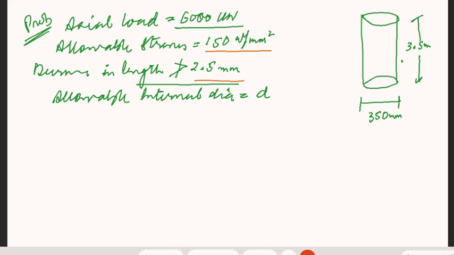Now let's say here I'm describing this material to be steel. So modulus of steel, we already know that is how much? We can write it 2 into 10 raised to the 5 Newton per mm square. Now we have two conditions which need to be satisfied. Firstly, we have allowable stress, and then we have the maximum allowable decrease in length, which is also 2.5.